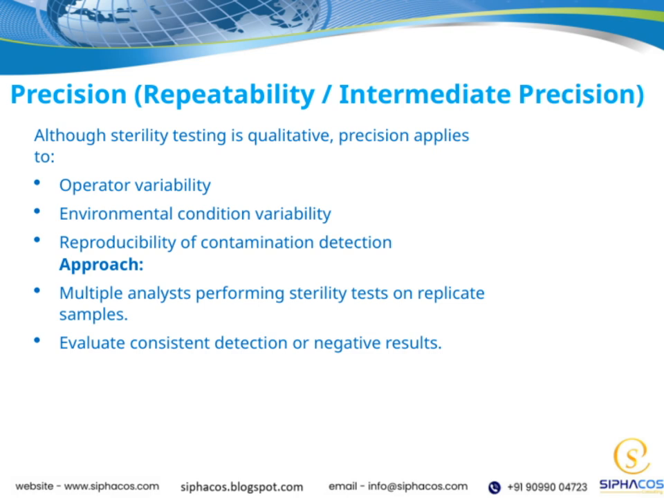When we talk about precision in this context, we're referring to both repeatability and intermediate precision. Repeatability means getting consistent results when the same analyst performs the test multiple times under the same conditions. Intermediate precision extends that concept, examining whether different analysts, at different times, and perhaps under slightly varied conditions, still produce consistent results. Ultimately, assessing this kind of precision helps us ensure the robustness and reliability of our sterility testing process, which is crucial for maintaining product quality and compliance.